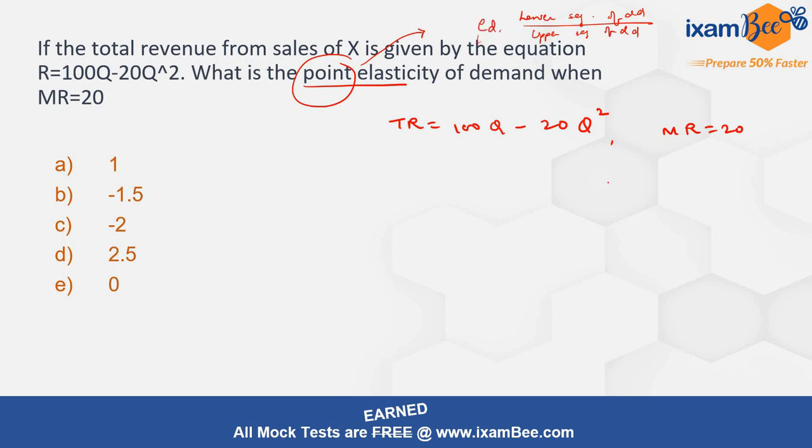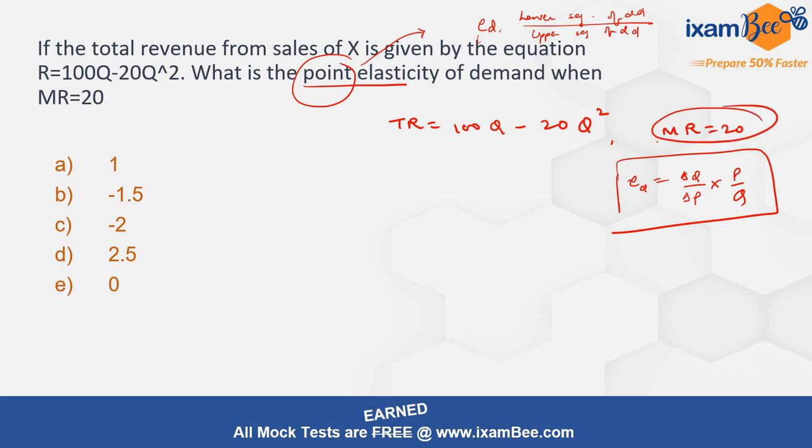Otherwise, if you have to calculate elasticity at any particular point, the proportionate change formula gives you delta Q upon delta P times P by Q. This is your general elasticity of demand formula, right? Now you have to find this when marginal revenue is 20. So let's find out the marginal revenue equation from this.